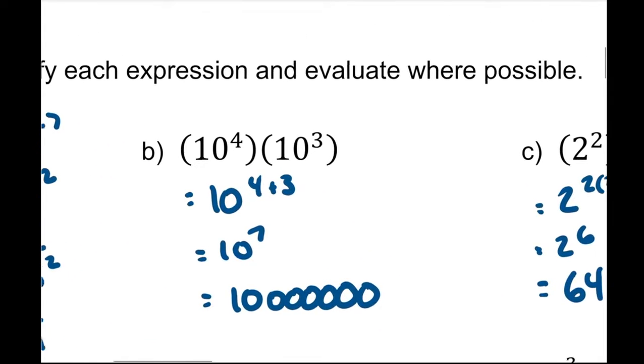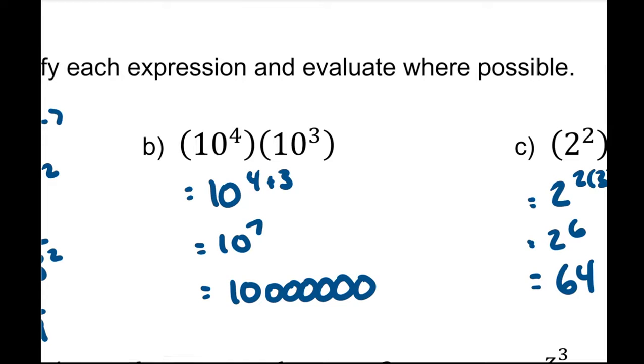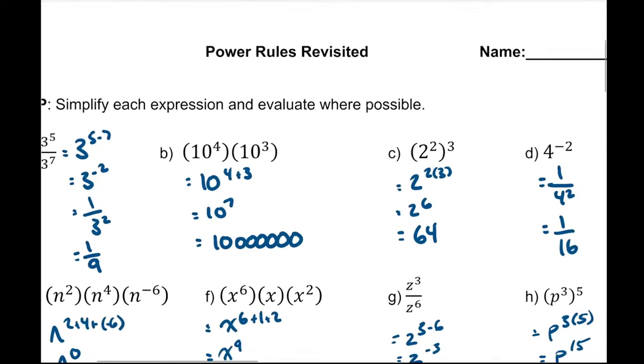In B, when we're multiplying powers, we add the exponents. So 4 plus 3 becomes 7. And again, we can evaluate this because our base, or the large number, is an actual value.